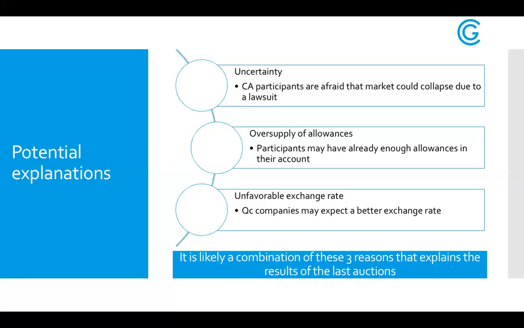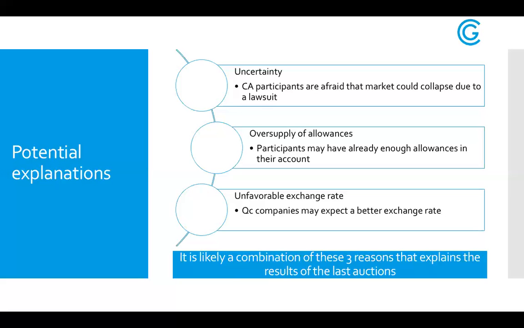So what we see from that is maybe some or even most of the participants, industrial and petroleum product suppliers, might have already enough allowances in their account. So really that's contrary to what we've heard over time, but only time will let us know whether this is true or not. But this is to be kept in mind.